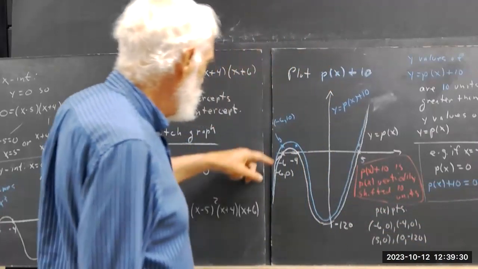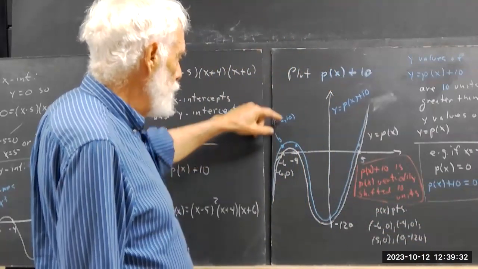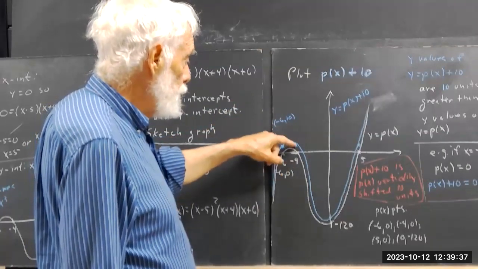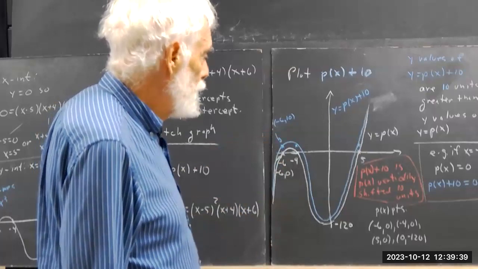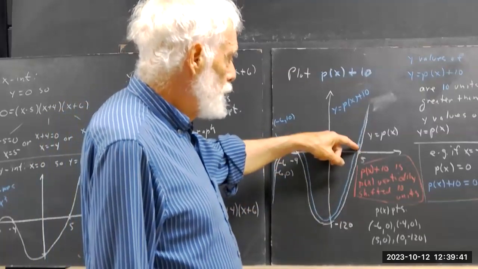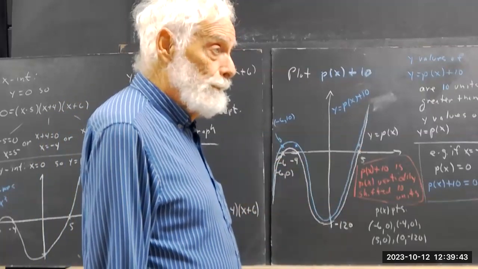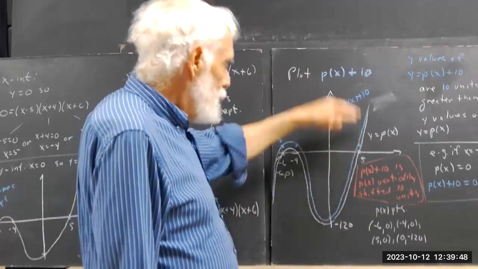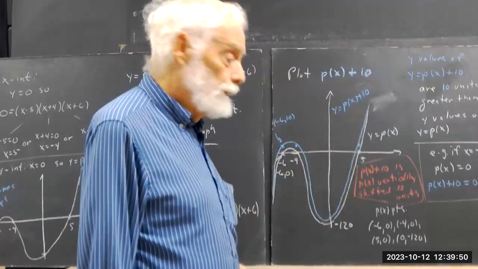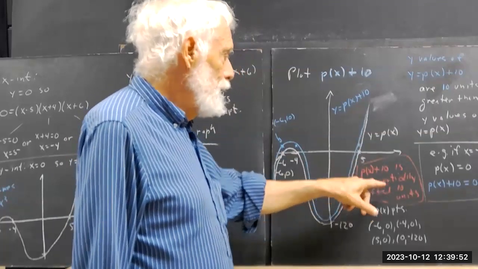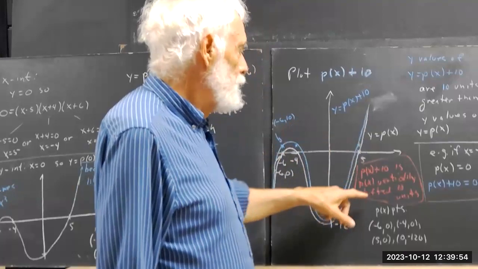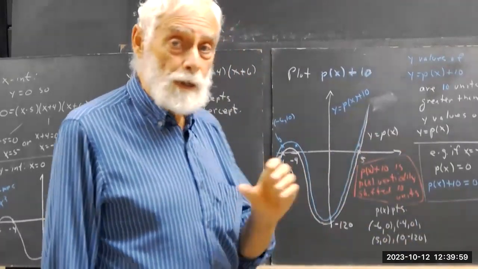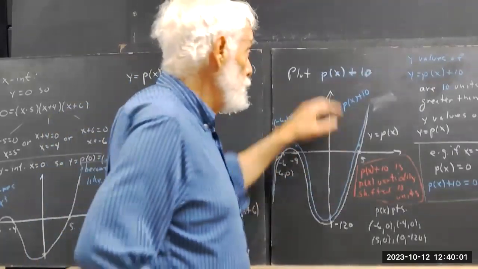So instead of the point negative 6, 0 on the graph, you get the point negative 6, 10. Instead of the point negative 4, 0, you get the point negative 4, 10. Instead of the point 5, 0, you get the point 5, 10. Okay? So now the p of x plus 10 graph is 10 units higher than the p of x graph. P of x plus 10 is p of x vertically shifted 10 units, and that just reinforces all the ideas behind vertical shifts.